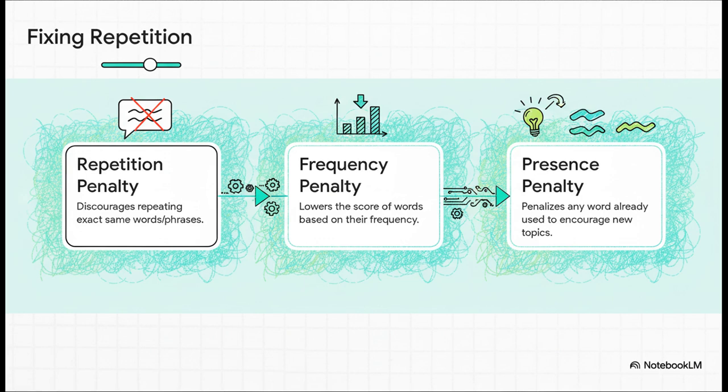Repetition penalty discourages using the exact same words or phrases again. Frequency penalty lowers the chance of using a word the more it shows up. And then there's presence penalty, which discourages using any word that's already been said at all, which really pushes the AI to bring up new ideas.